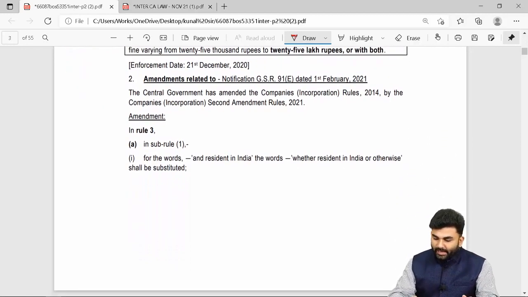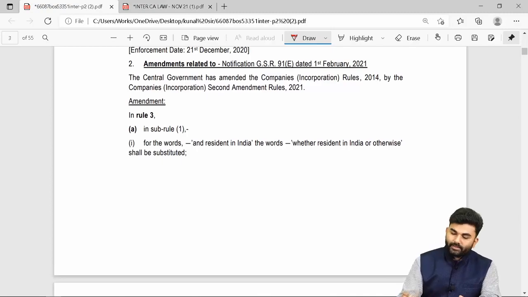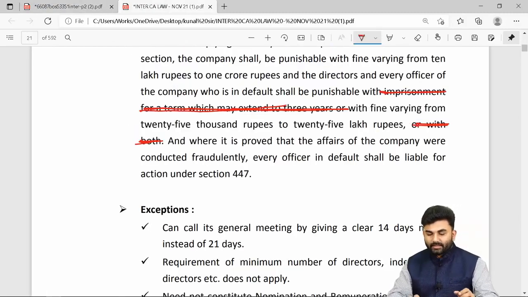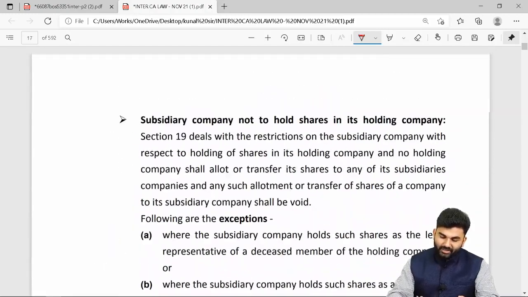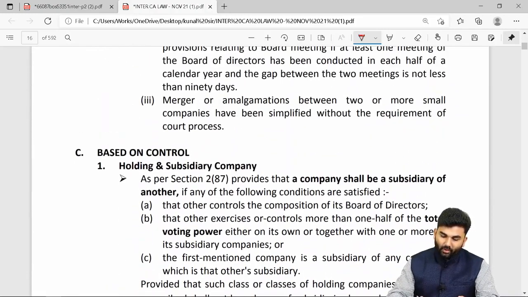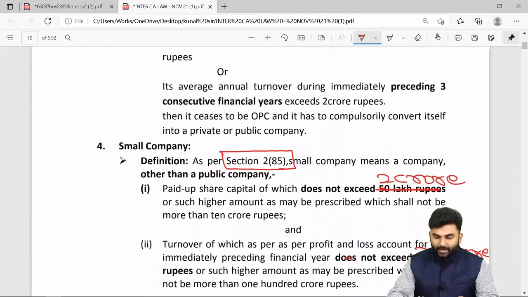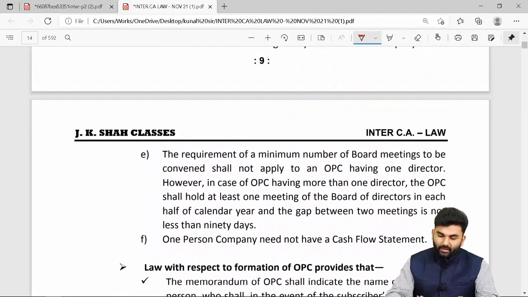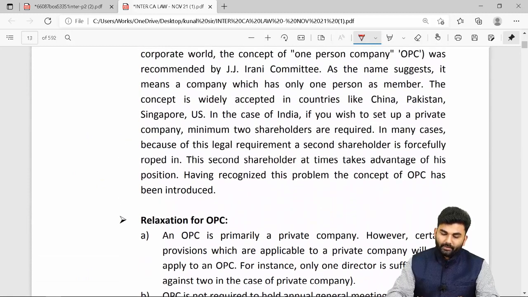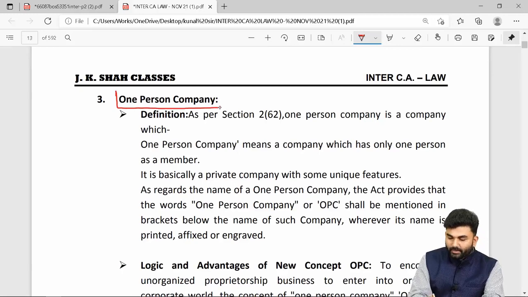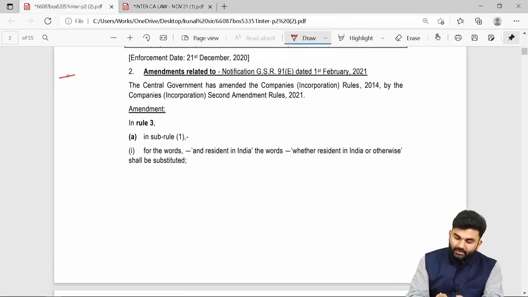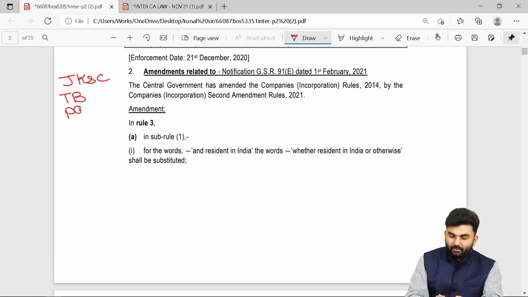Okay. The next amendment is under your one-person company. The next amendment is under the concept of one-person company, and there are a few major changes inside it. In your JKSS textbook, you will come across the concept of one-person company on page number 9. So these are the changes which we need to make under JKSS textbook, page number 9.